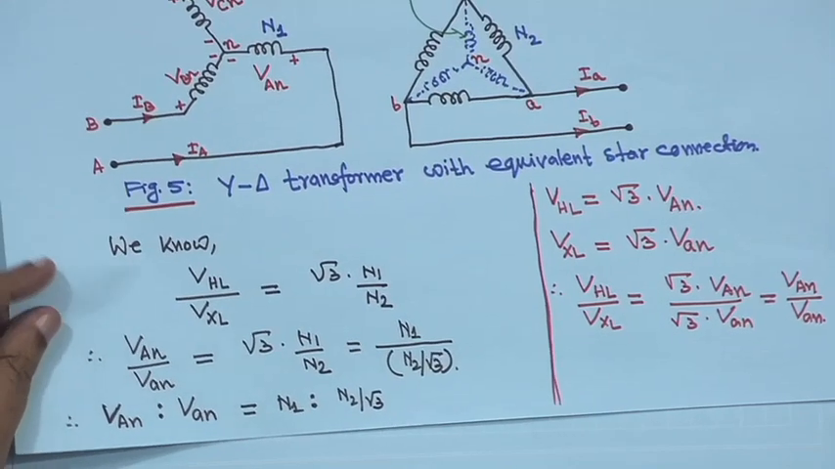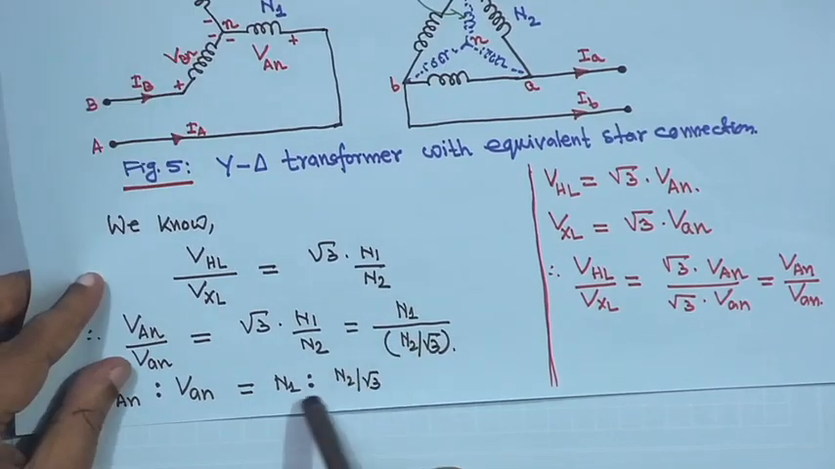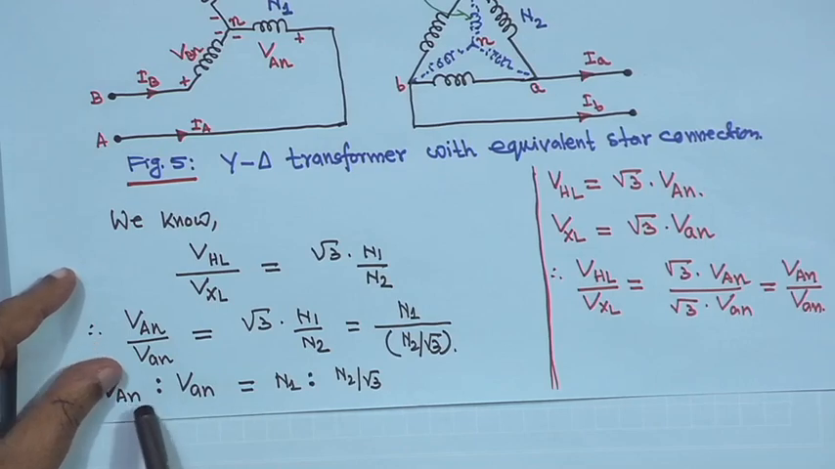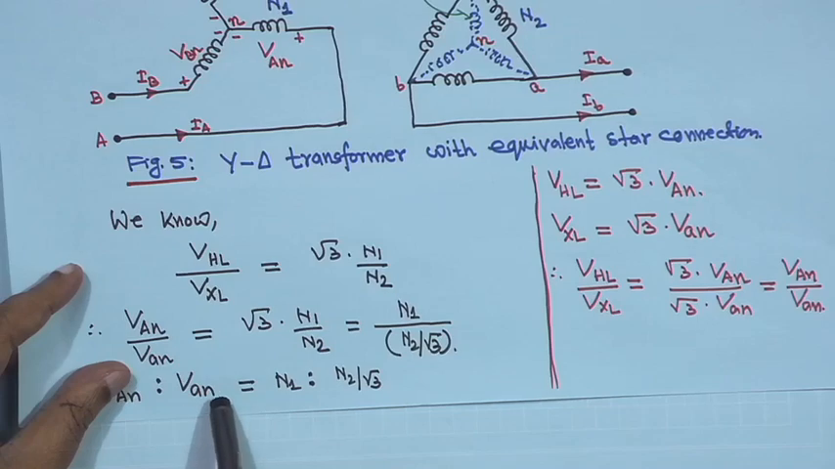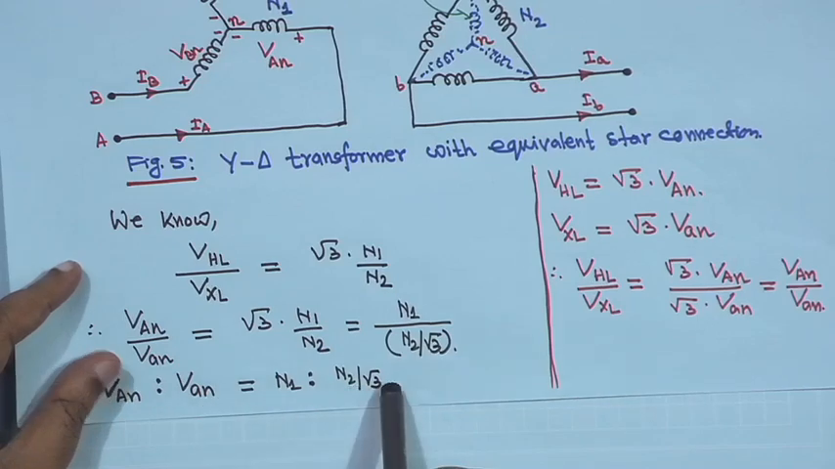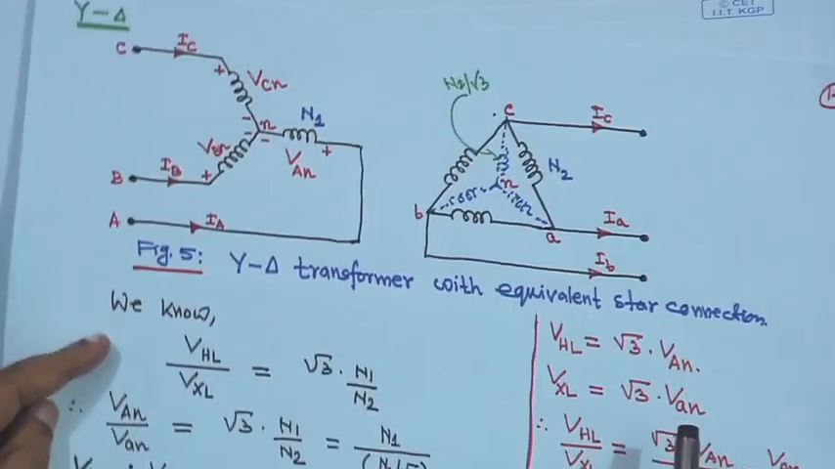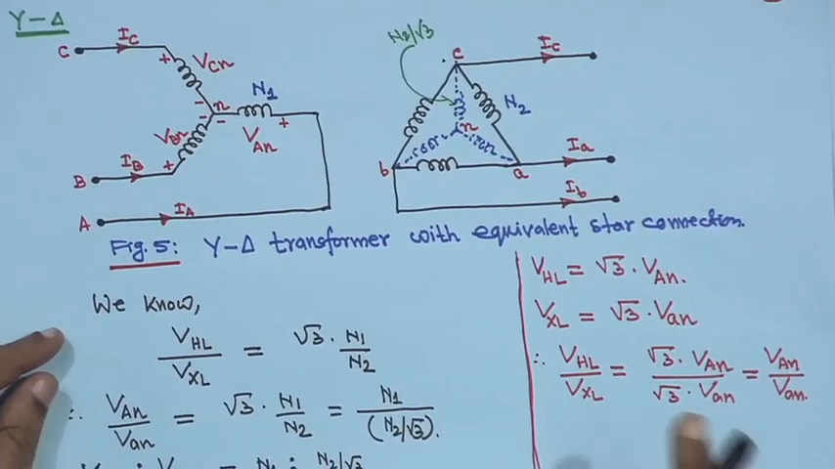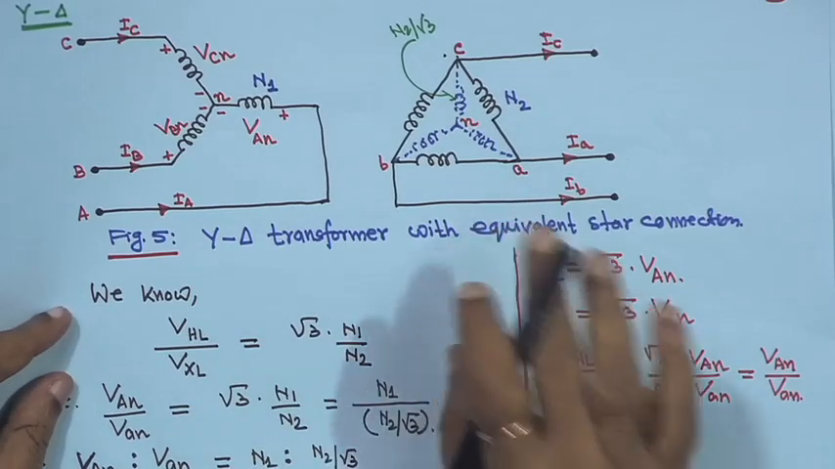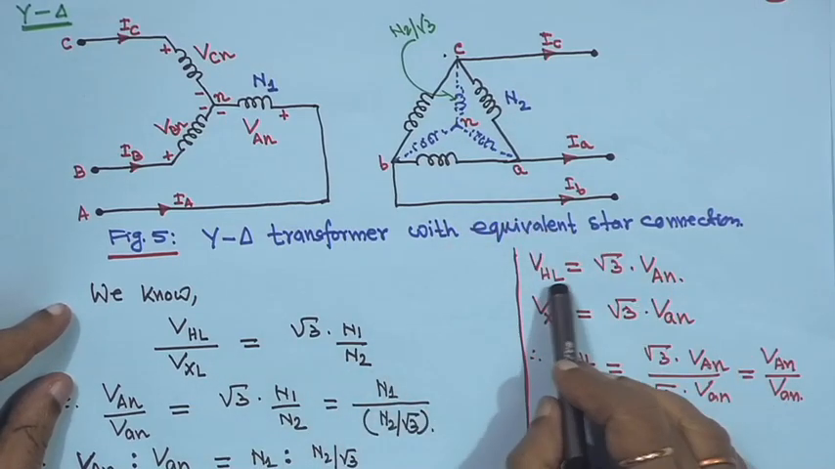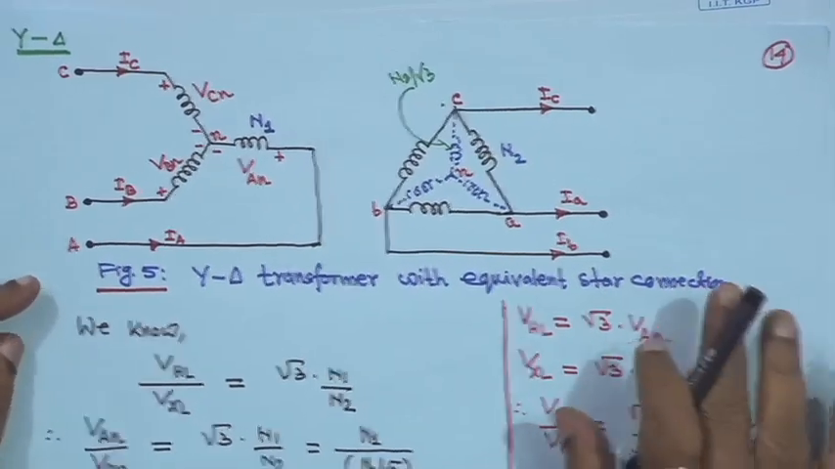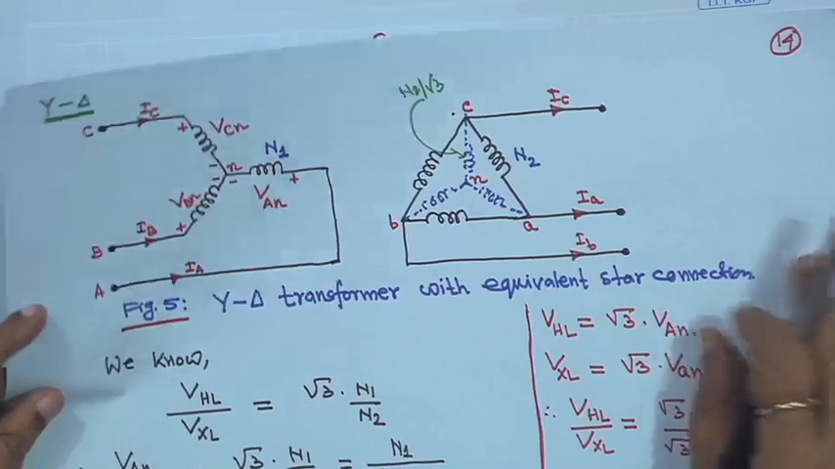That is why, instead of writing N1 to N2, we write N1 is to N2 upon root 3. So the ratio of line to neutral voltage on the star side to the equivalent star line to neutral voltage on the delta side is equal to N1 is to N2 upon root 3. Hope you have understood this. If you have understood this, things are fine. I have tried all these things to tell you. I hope you have understood the meaning of H and X, and this will help you to understand this.